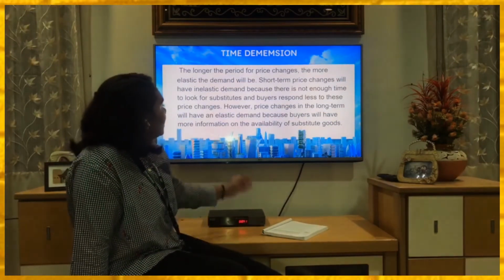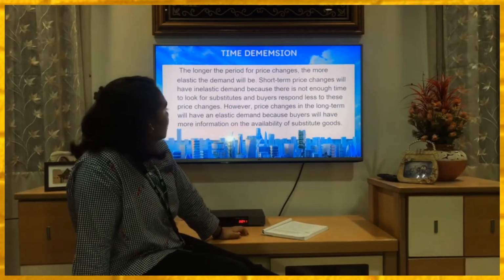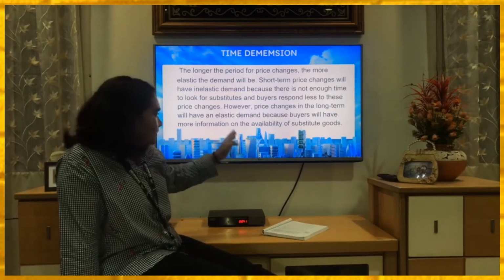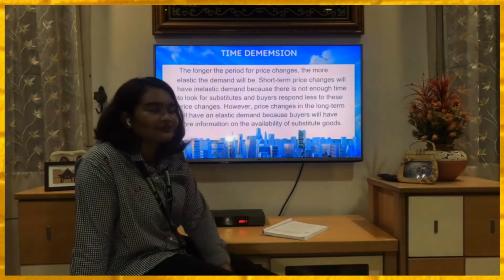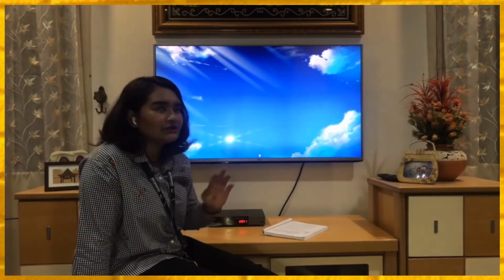However, price changes in the long term will have elastic demand because buyers will have more information on the availability of substitute goods. What I know about the long term is that the product will be in the market for a very long time. For example, Dove shampoo. Everyone knows Dove. It has the highest price of shampoo in the market these days.